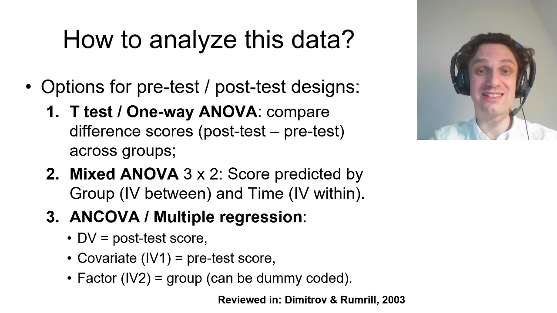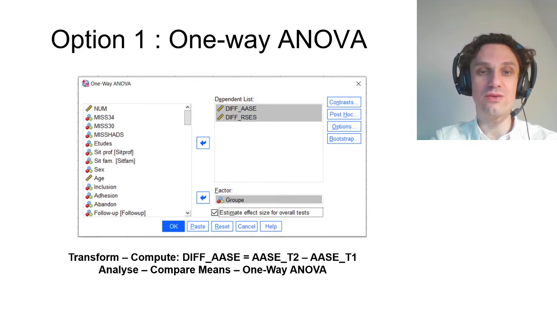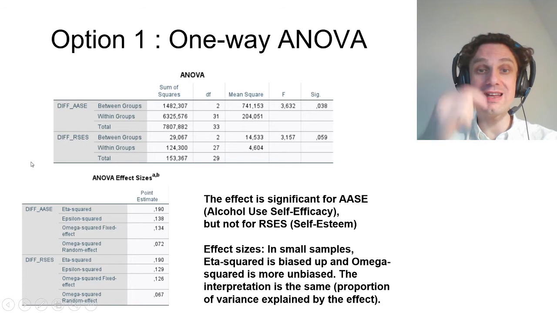And we will try to analyze this data using these three models and see what comes out. So first, one-way ANOVA. For alcohol abstinence self-efficacy and for Rosenberg self-esteem, I have calculated difference scores using the SPSS transform compute function. So I just computed new variables. And then I take these two difference score variables and I include them into one-way ANOVA. And SPSS gives me some results.